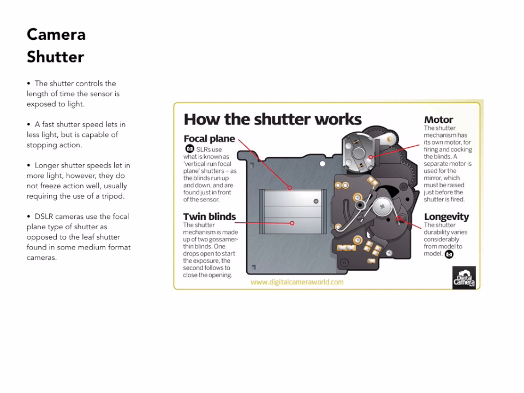And DSLR cameras use the focal plane type of shutter as opposed to the leaf shutter found in some medium format cameras. And again, the technology is not something you really need to know about except for how what you control changes the way your images look.